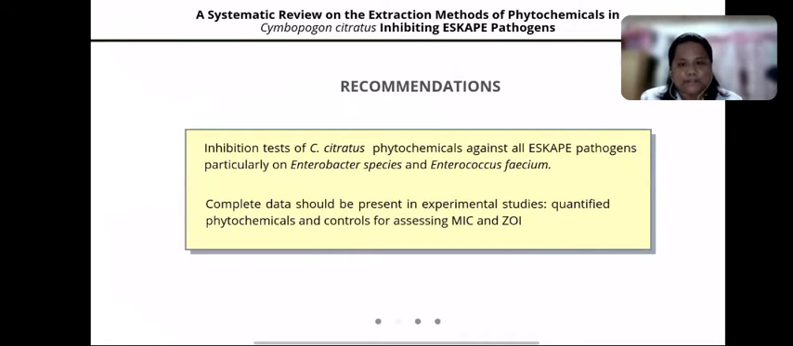To further improve this systematic review, we recommend that there should be inhibition tests of C. citratus phytochemicals against all ESCAPE pathogens, particularly on Enterobacter species and Enterococcus faecium, and complete data should be present in experimental studies such as quantified phytochemicals and controls for assessing minimum inhibitory concentrations and zone of inhibition.